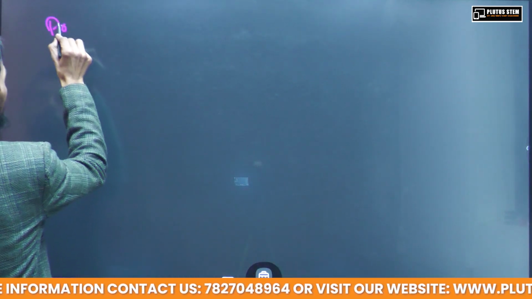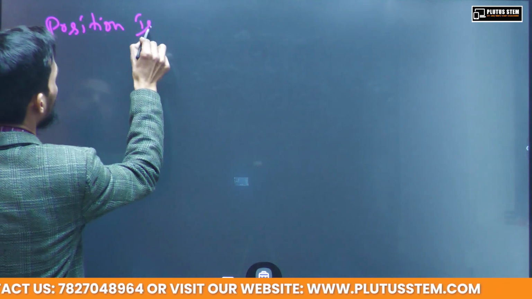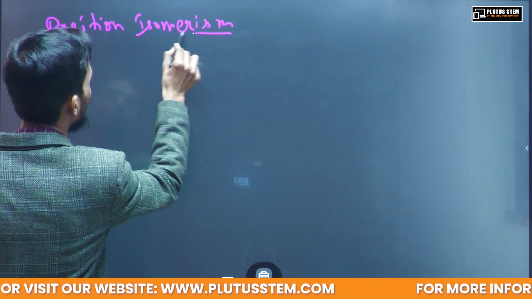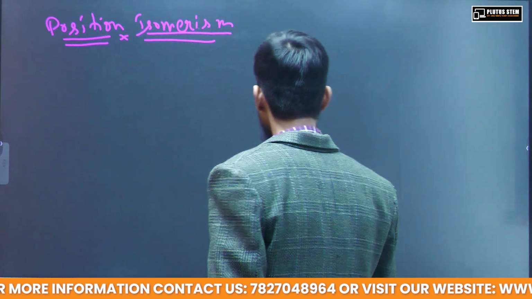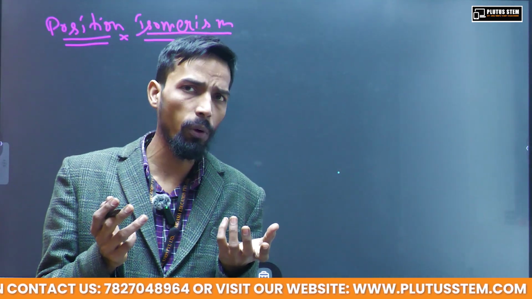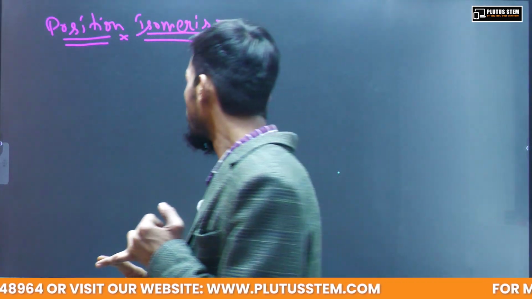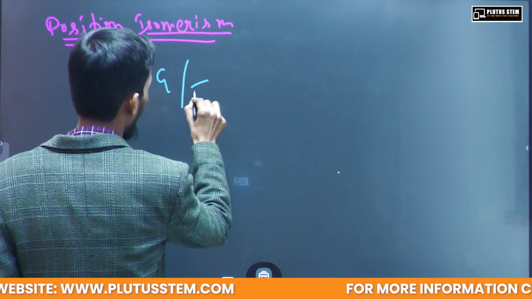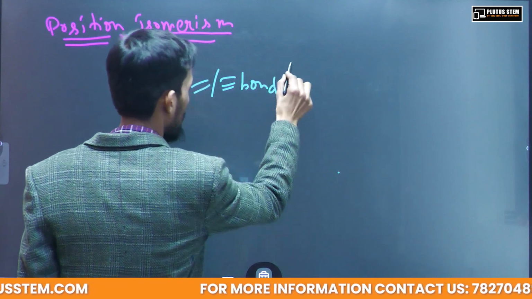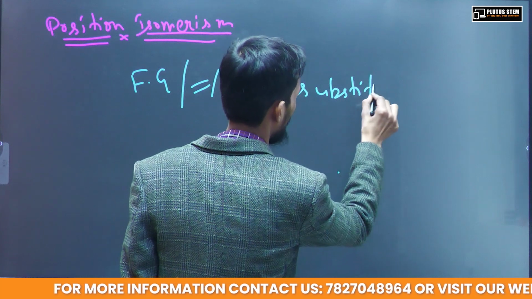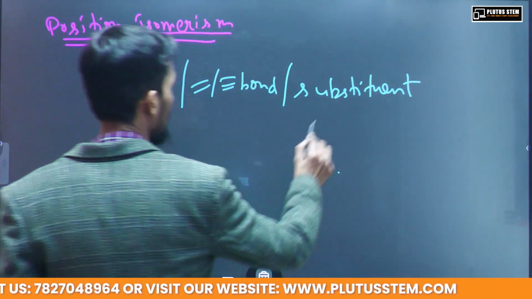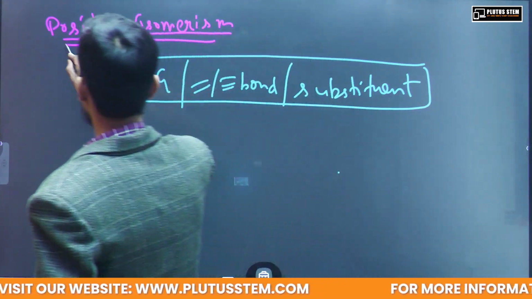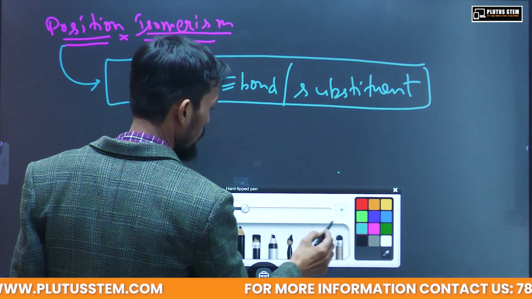The second one is position isomerism. What is special about this isomerism? Here the position of a group is going to change. And what is the group here? It is going to be either our functional group, our multiple bond, or a substituent. If any of these, the multiple bond, functional group or substituent, changes position, that type of isomerism is known as positional isomerism.